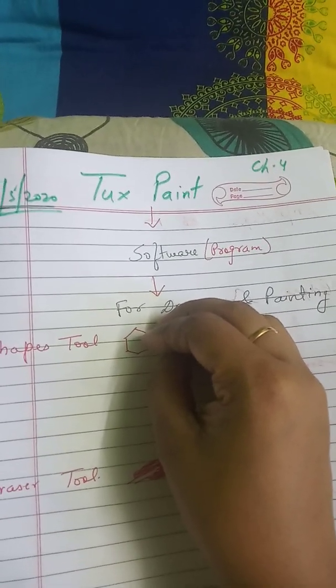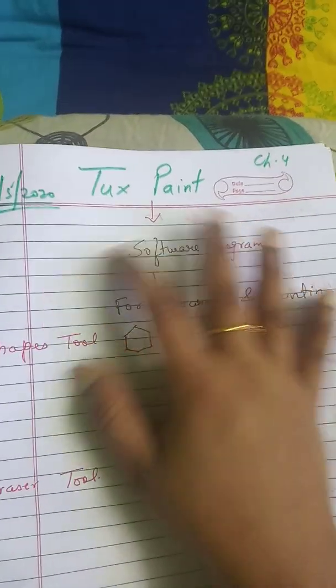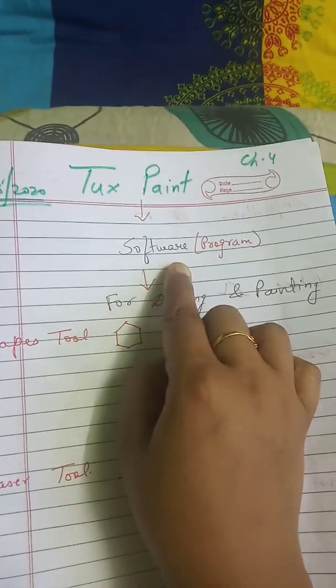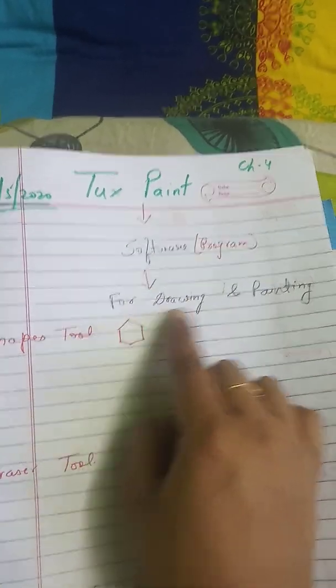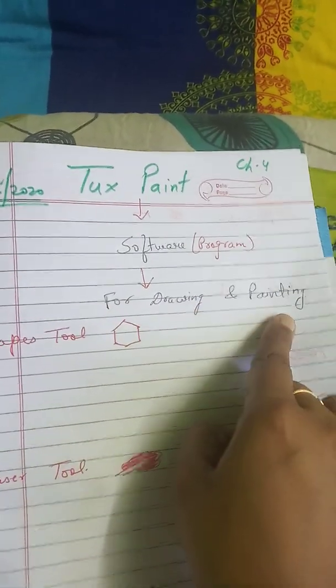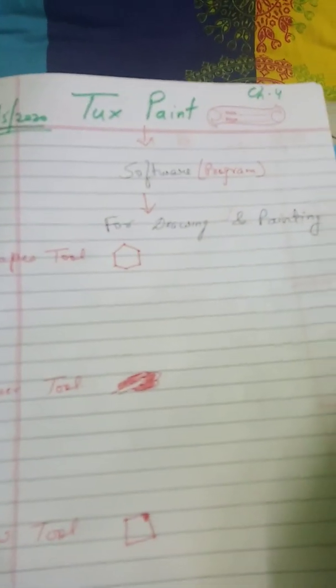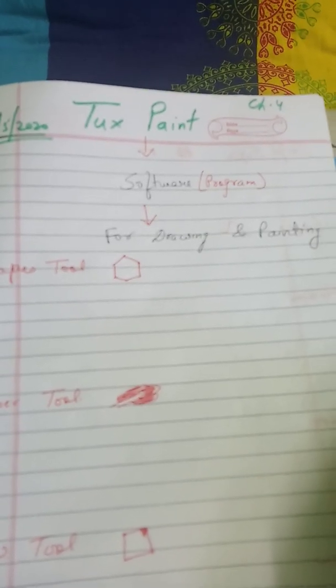In the same way we do on Facebook. In the same way in class 3 we have done MS Paint, no? We have worked on that. In the same way Tux Paint is also a software which is used for drawing and painting, and this software is very famous. In most of the schools teachers use this software to make the children understand about the painting program.